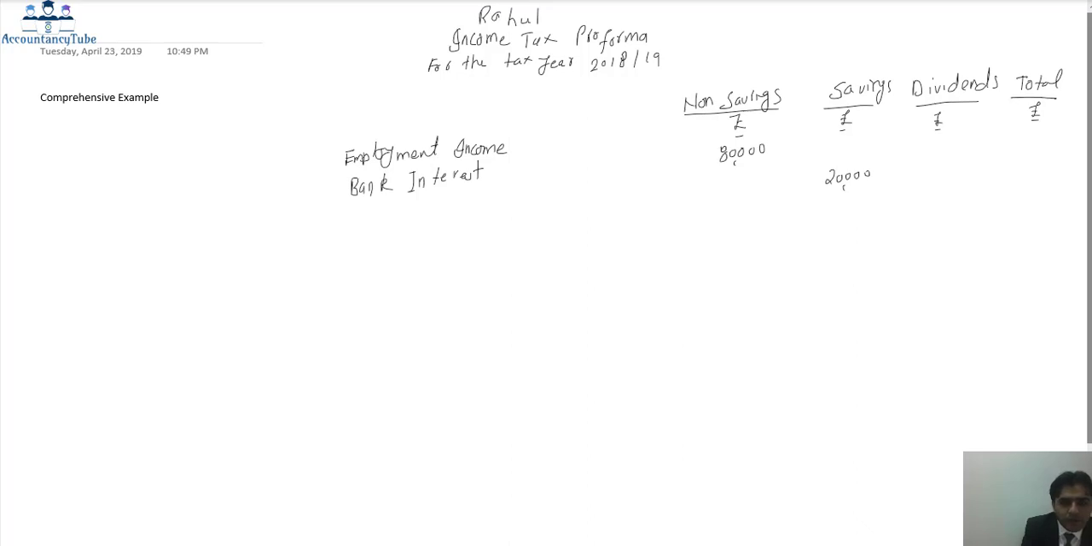Okay, so £80,000 is our employment income, the bank interest is £20,000, and all of this amount will go into the total as well. So in the total I will write down £80,000 first, and then the £20,000 interest income too. Okay, so that's our bank interest. After that, the dividends are given, so let's write down the dividends.